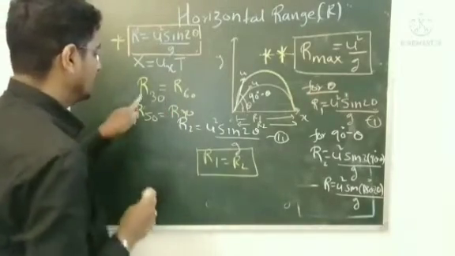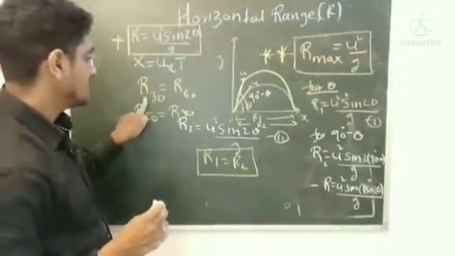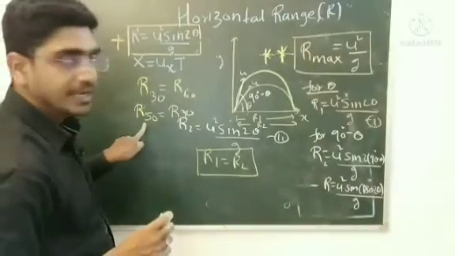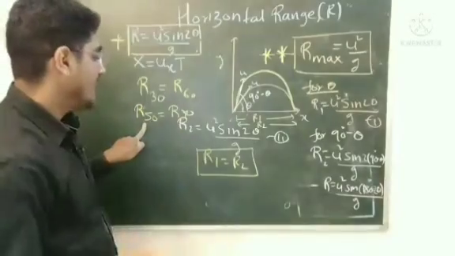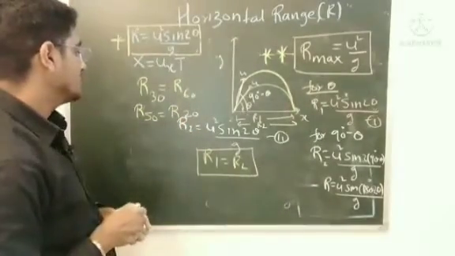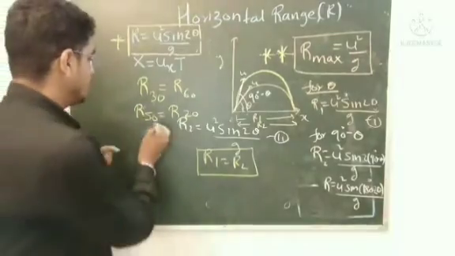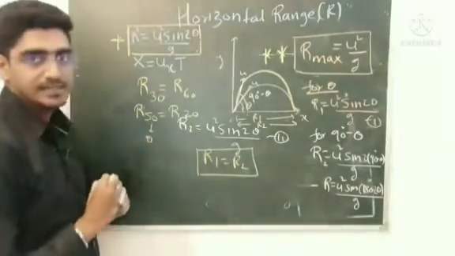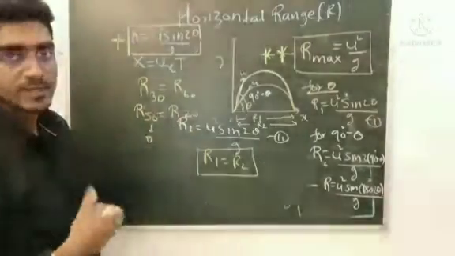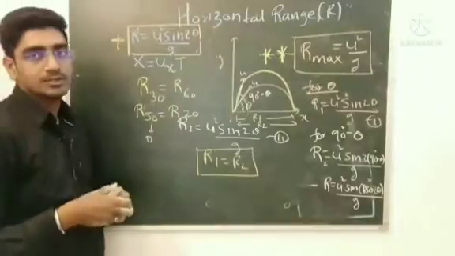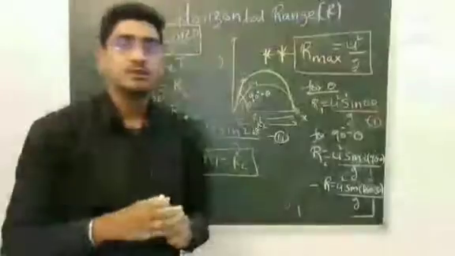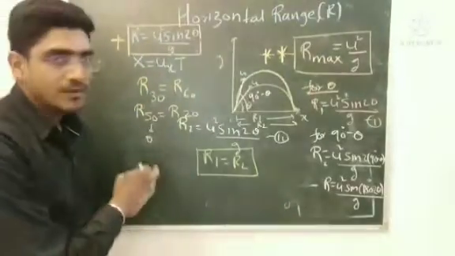If we throw a particle at 30 degrees, its range is always the same at 90 minus 30, that is 60. So range is the same for 30 and 60, similarly for 50 and 40, and so on. Range is always the same for the complementary angle, that is 90 minus theta. If this is our theta, the other angle should be 90 minus theta. So range is always the same at theta and 90 minus theta if the initial speed of the particle is the same. So this is the concept of range.